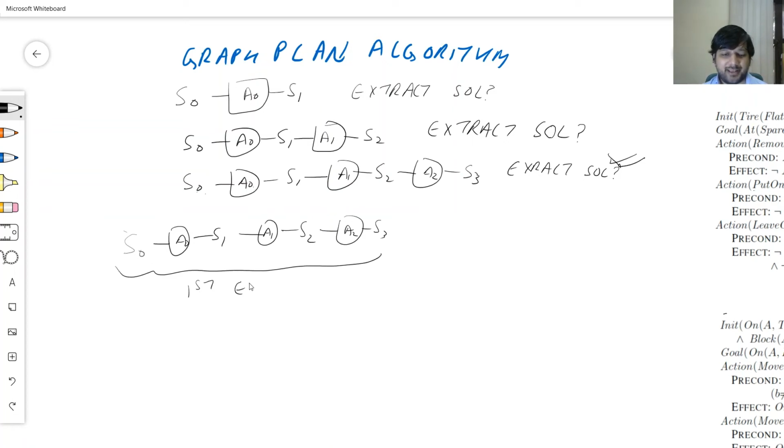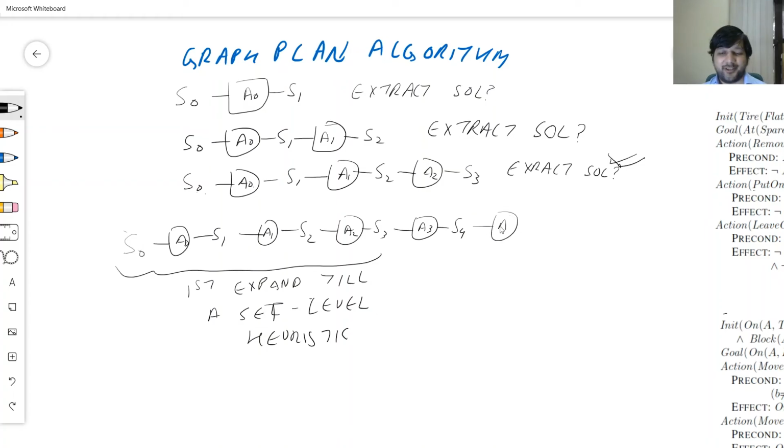So I first expand till set level heuristic. Then I see extract solution, false, expand one more. Extract solution, false, expand one more. And so on till you get a solution.